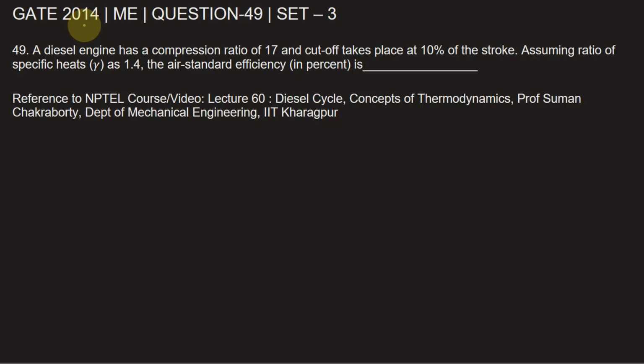This question is from GATE Mechanical Engineering of 2014. This is question number 49 of set 3. The question is, a diesel engine has a compression ratio of 17 and cutoff takes place at 10% of the stroke. Assuming ratio of specific heat gamma as 1.4, the air standard efficiency is, so we need to calculate the air standard efficiency in percentage.